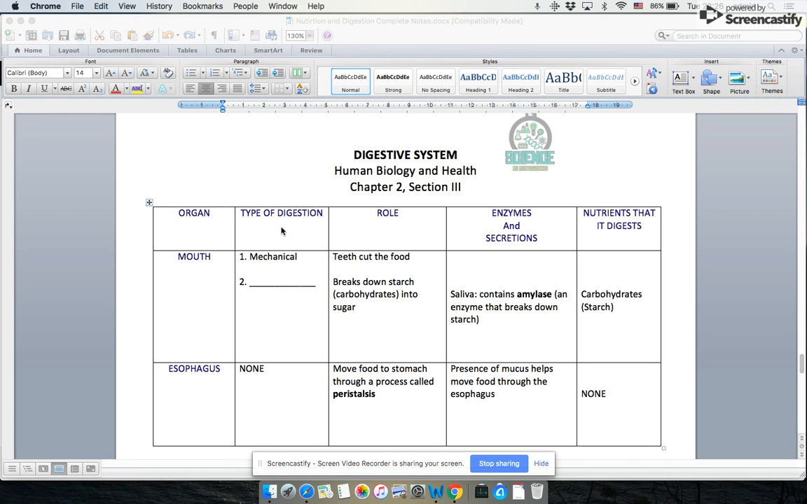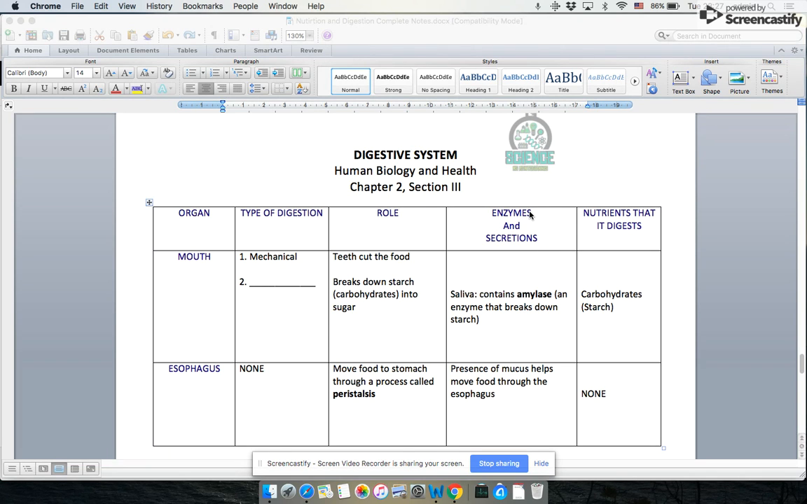So first off, just to summarize, here we have a table that basically summarizes all the organs of the digestive system and what they do. So we start with the organ here, the type of digestion that happens in that organ, the role, what it does exactly, the enzymes and secretions.